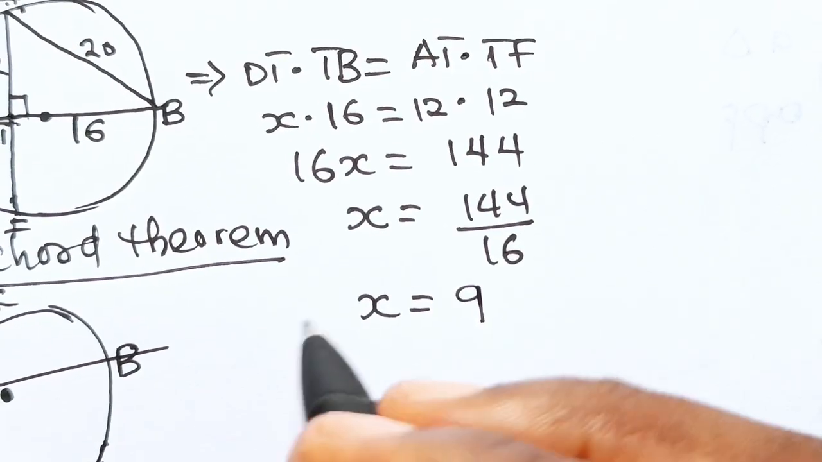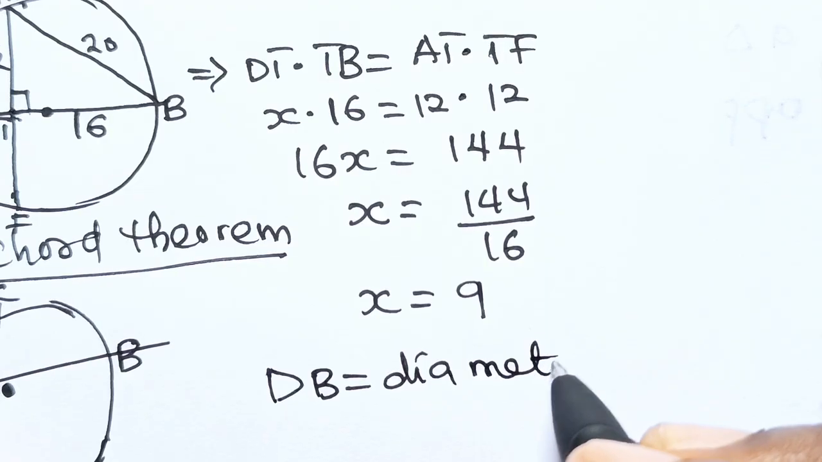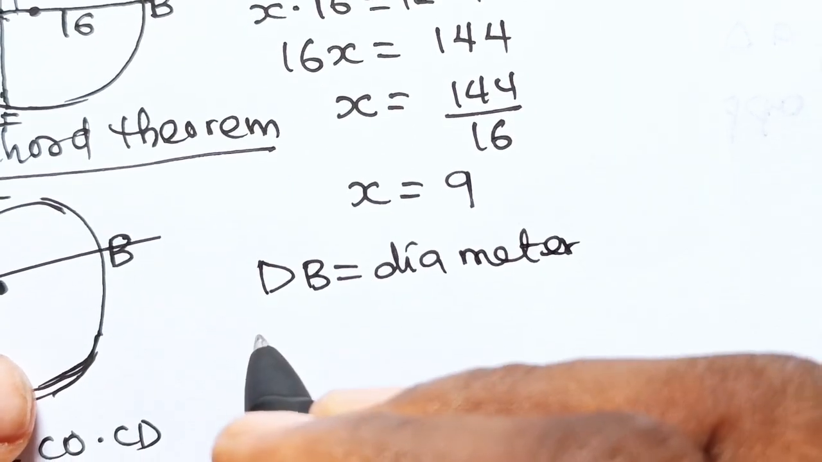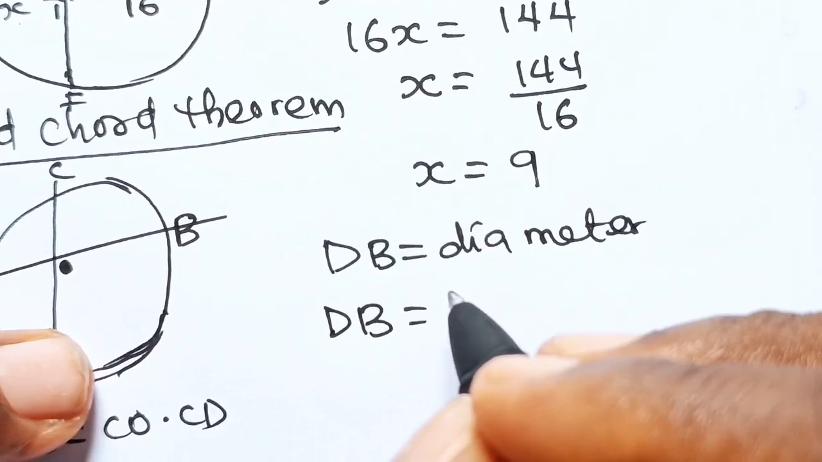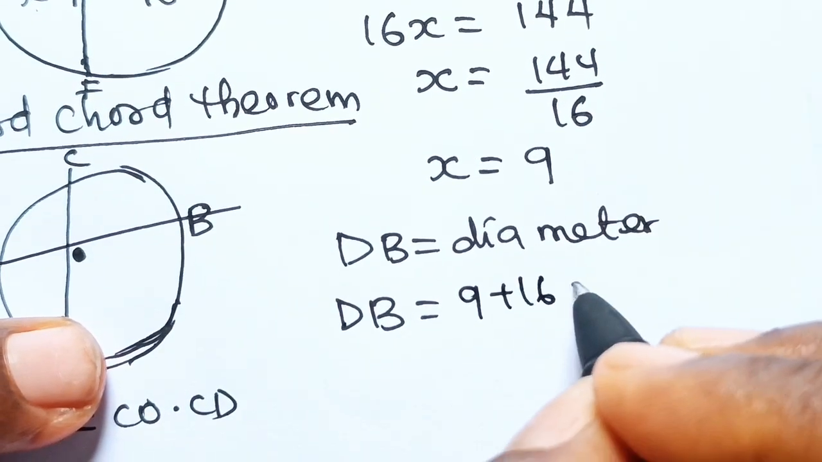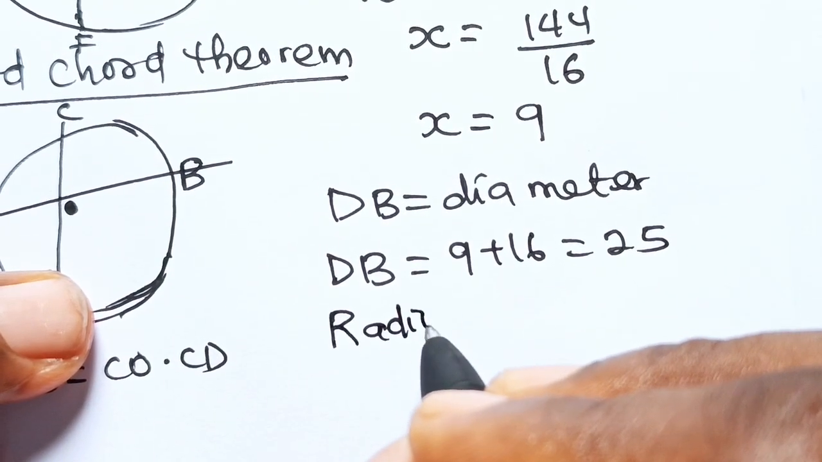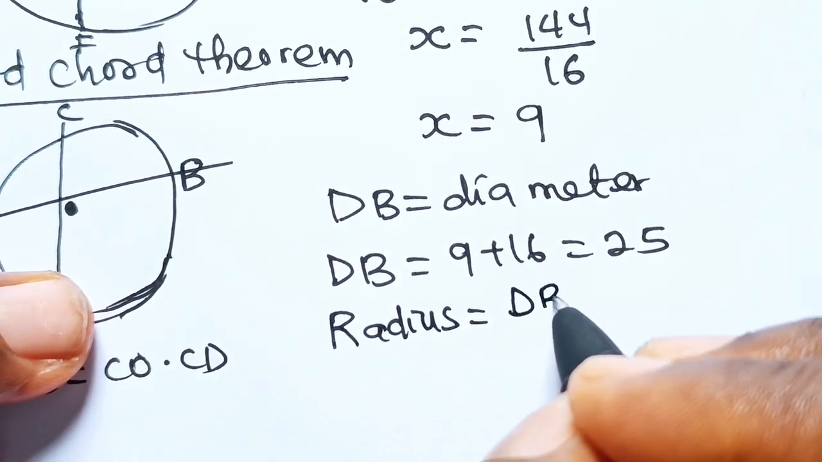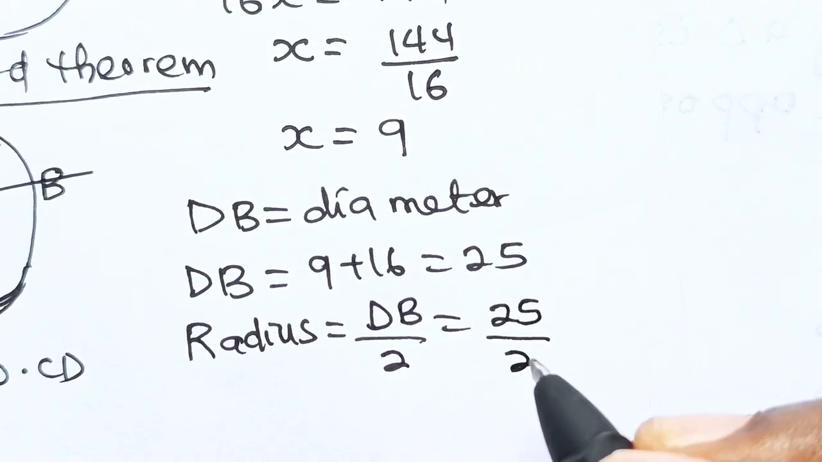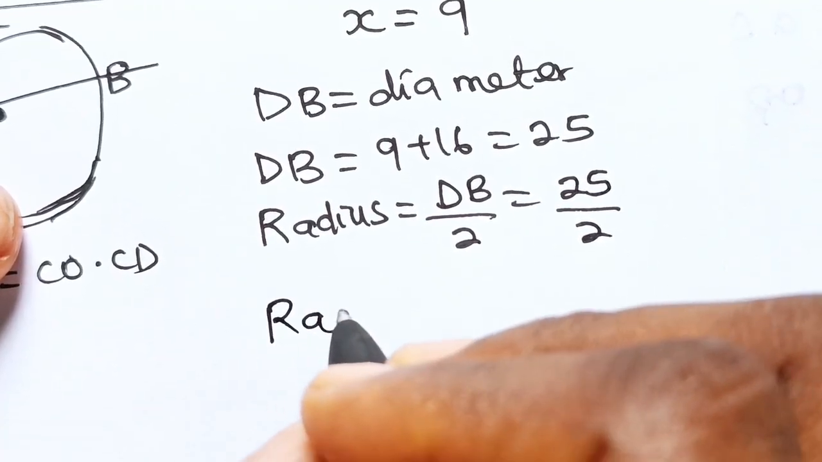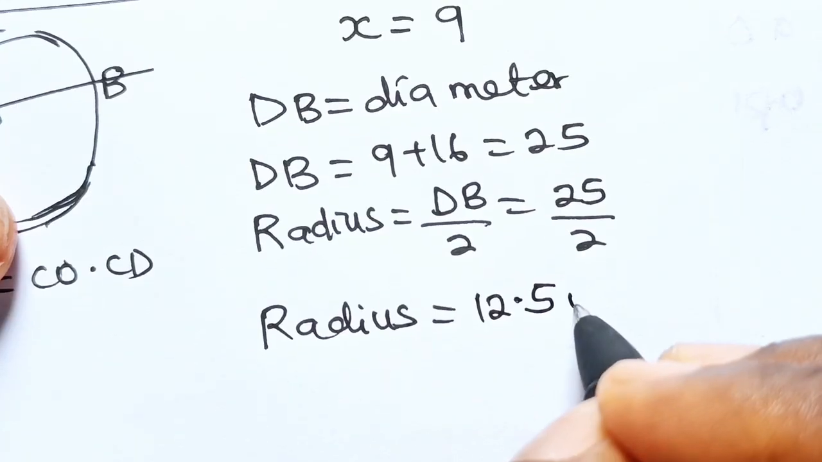Okay, so DB then is the diameter, right? It is the diameter. So DB is equal to x plus 16, which should be 9 plus 16, which is 25. Now radius of the circle should be the diameter, which is DB divided by 2. So it should be equal to 25 divided by 2. So it means that the radius is 12.5 units.